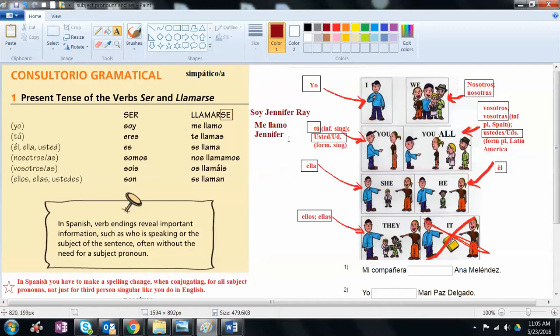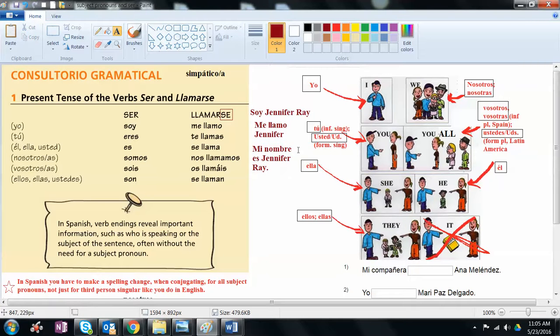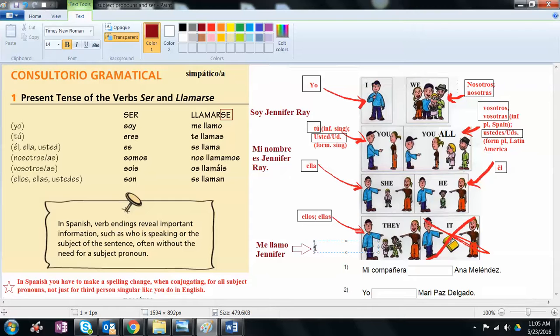Me llamo Jennifer. And so a lot of times people have thought that this means my name is. It does not mean my name is. That's actually this. Mi nombre es Jennifer Ray. Okay. So this me llamo means I call myself. So if I focus just on that one, just remember that it means I call myself Jennifer. Okay?